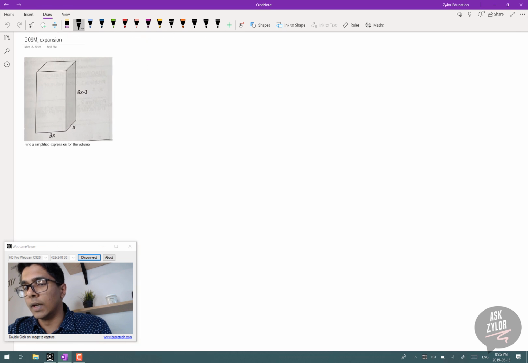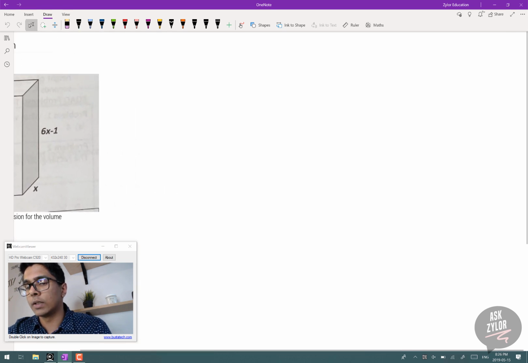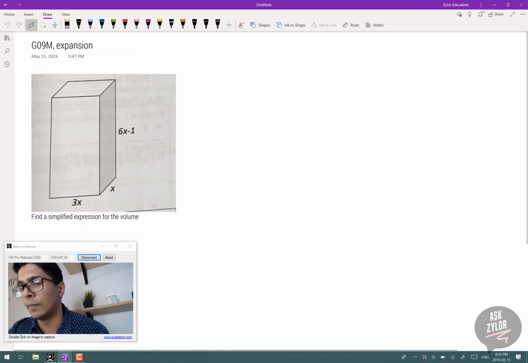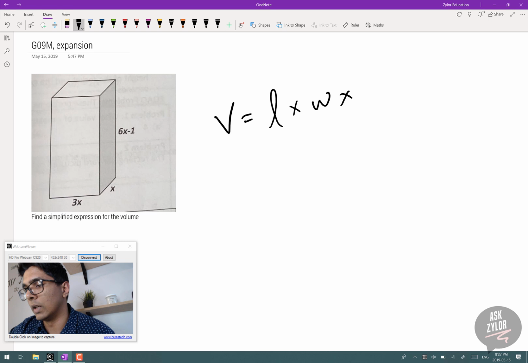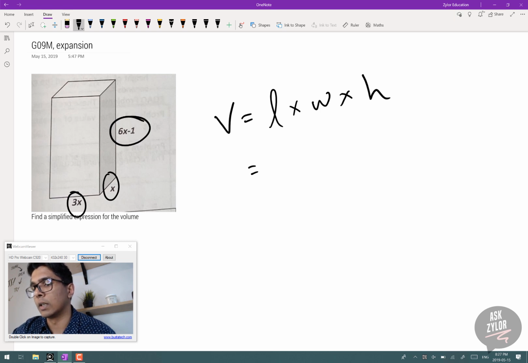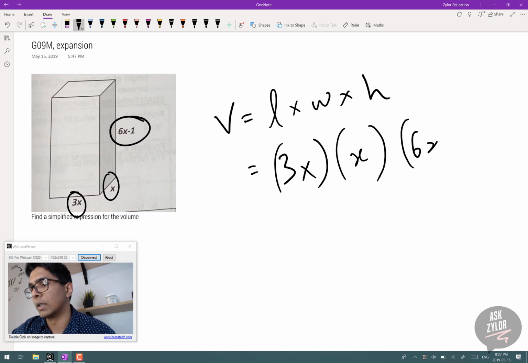So this is a grade 9 math question. We're asked to find a simplified expression for the volume. So let's write the equation for the volume. Volume is length times width times height. Let's say 3x is my length, x is my width, my height is 6x minus 1. So I have 3x times x times 6x minus 1 as my volume.